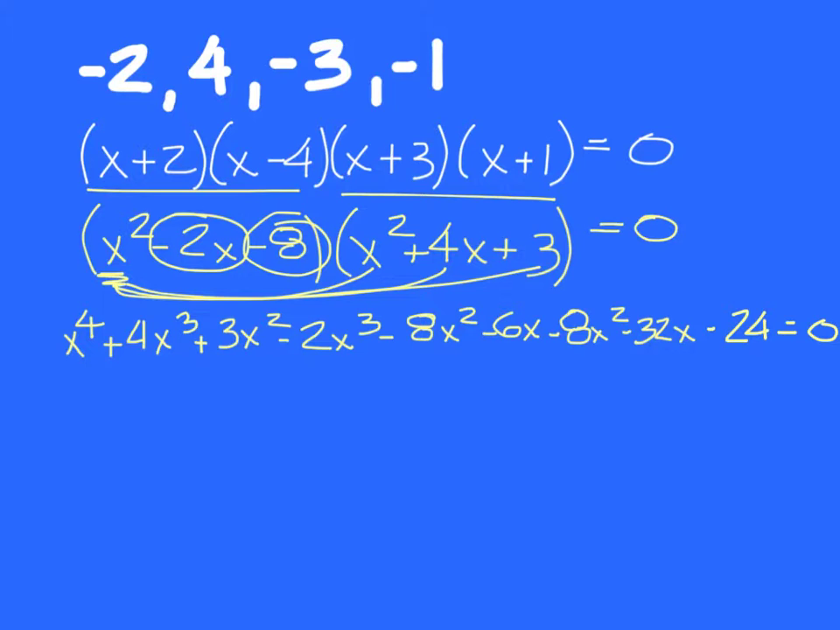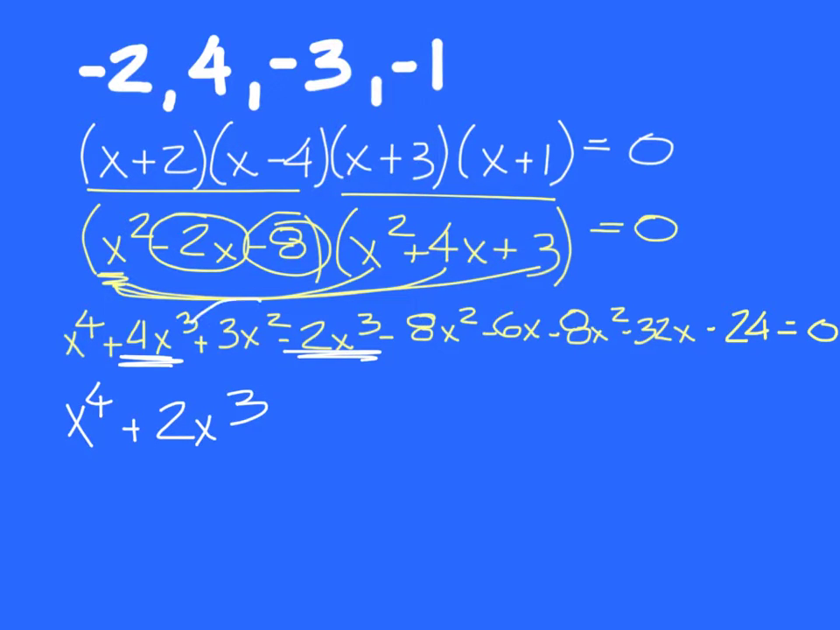Once you get to this point, if you did everything right, it's just a matter of simplifying, but you could still make a mistake. X to the fourth, usually the first item out front, is by itself. There's no other x to the fourth in there. So now we have 4x to the third minus 2x to the third, and that's going to be plus 2x to the third.